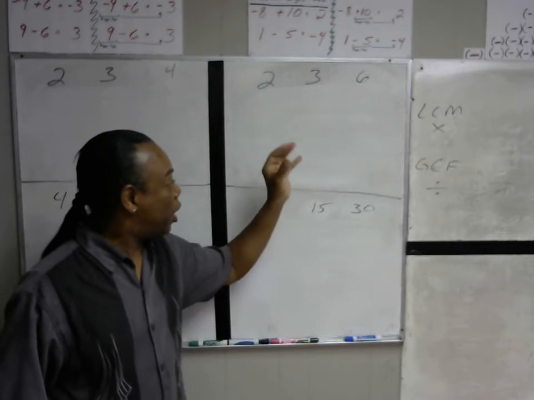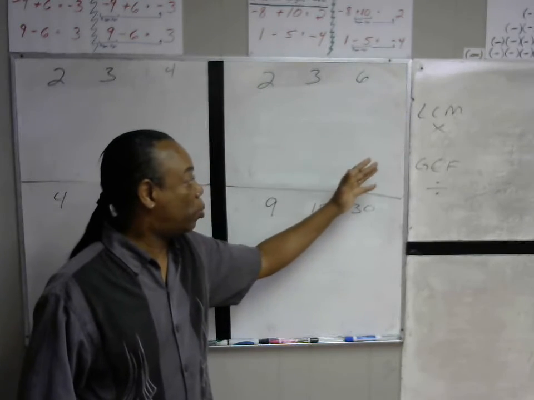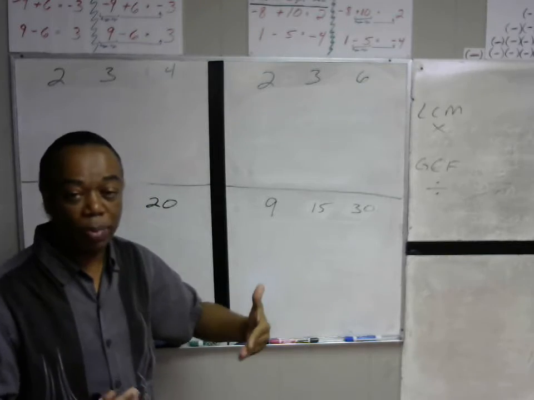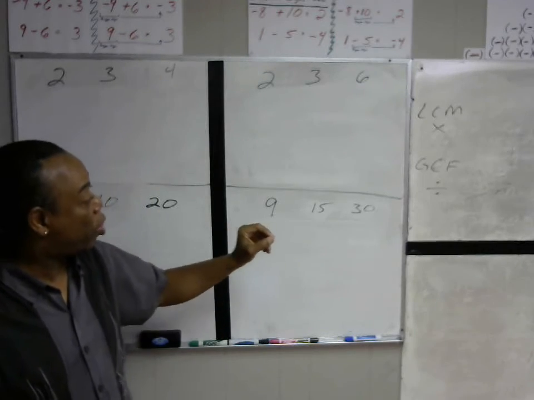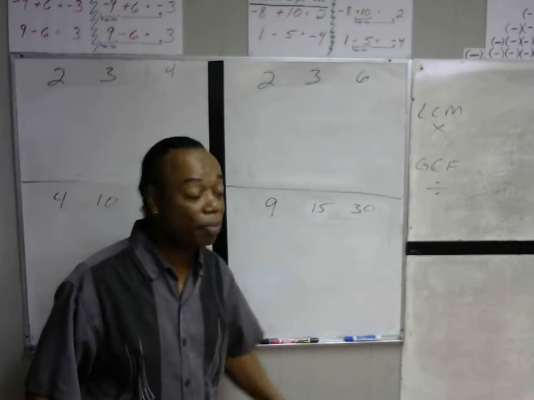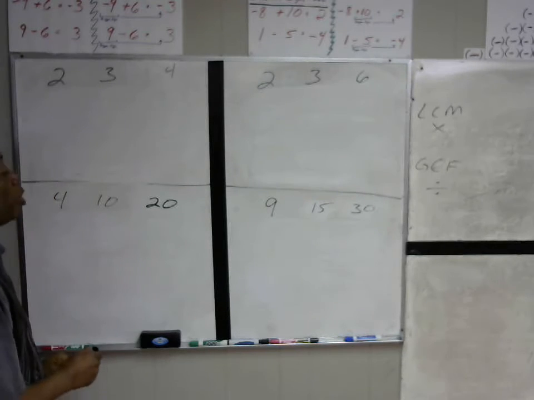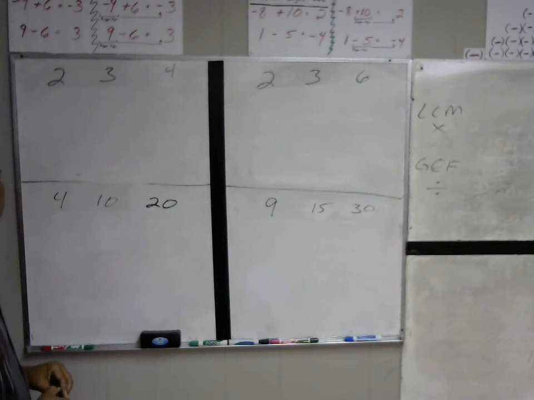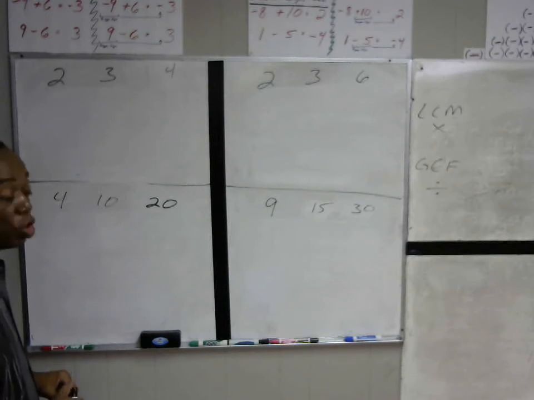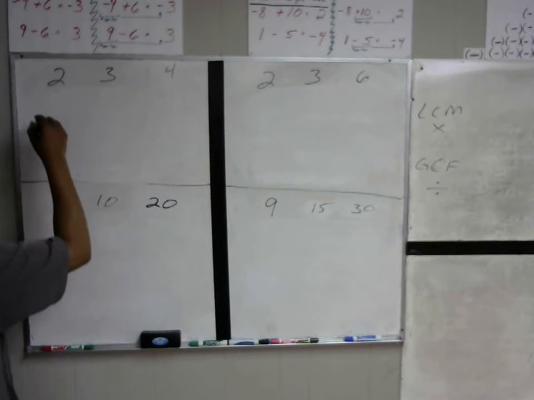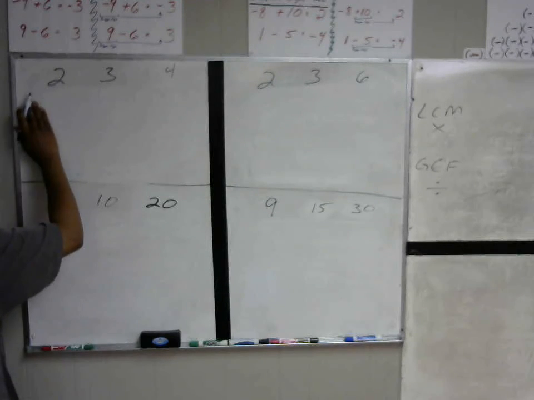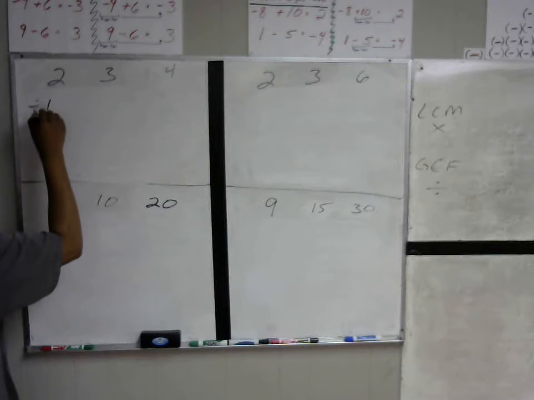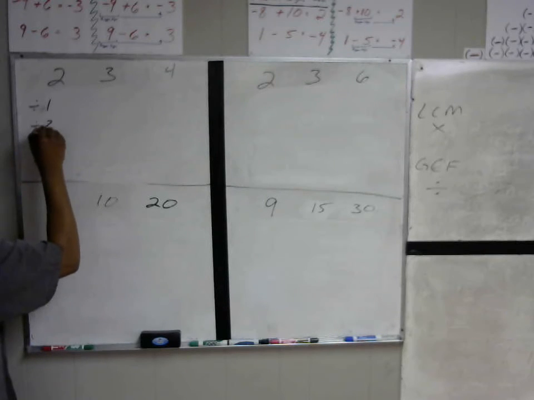and we looked at the idea that when you're looking for least common multiples, we're using multiplication tables, and when we're finding the greatest common factors, we're dividing. So let's see what numbers we can divide into 2, starting with 1. So 2 can be divided by 1, can be divided by 2, and that's it.